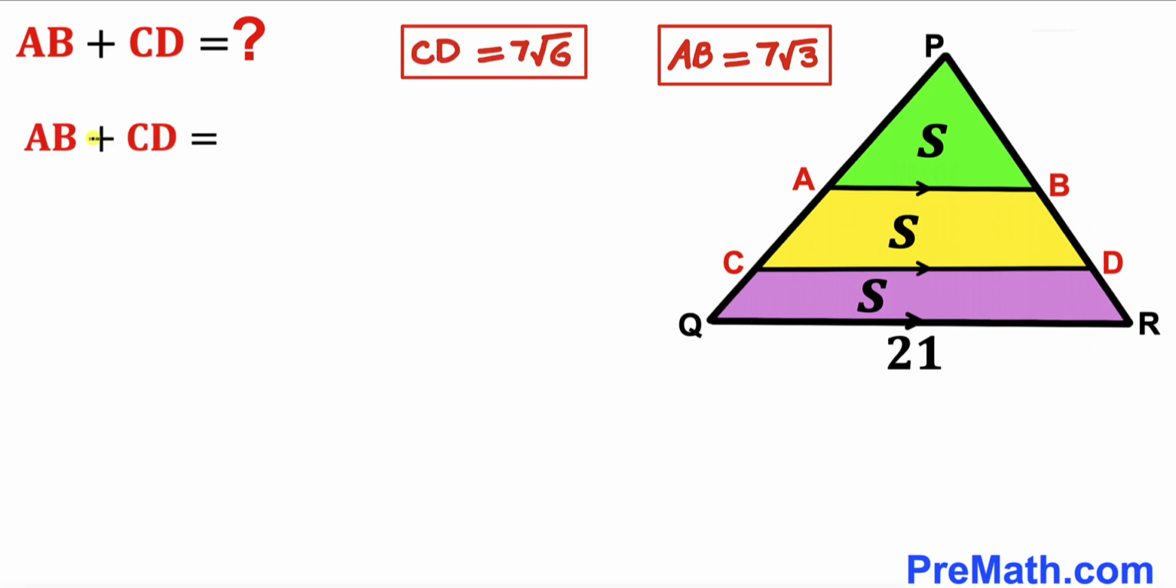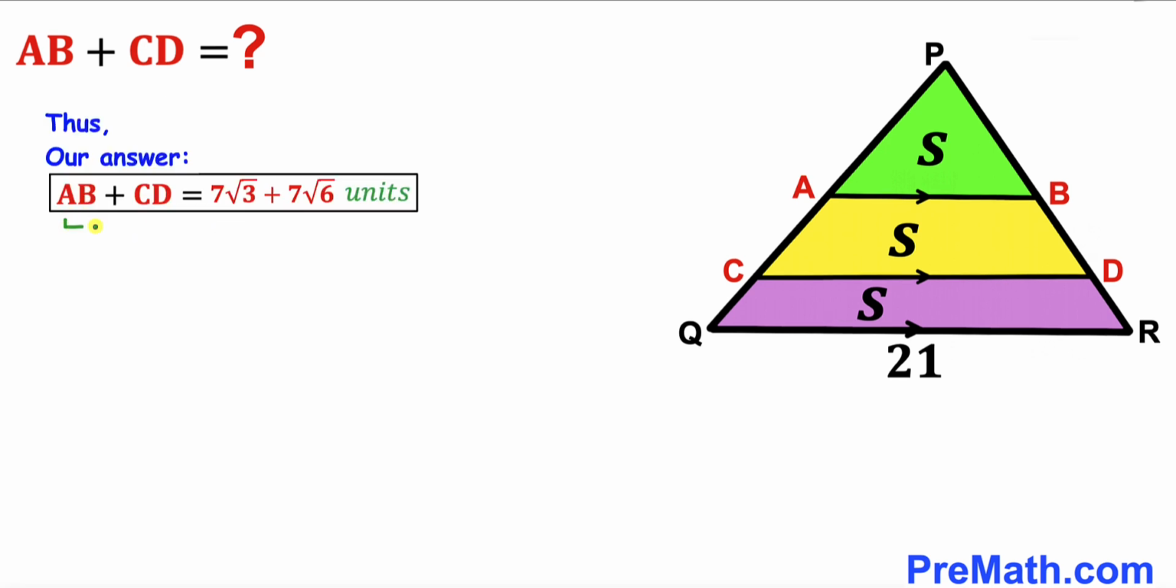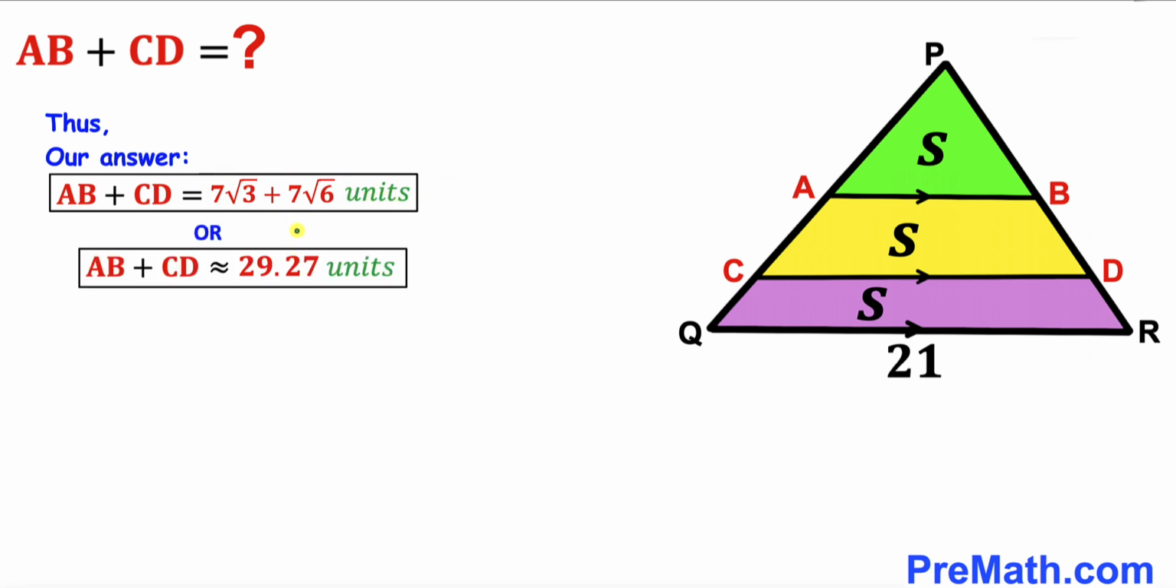And here's our final step. Let's go ahead and add these two segment lengths. Our AB length is 7 times square root of 3, plus our CD segment length is 7 times square root of 6 units. So thus our AB plus CD segment length turns out to be 7 times square root of 3 plus 7 times square root of 6 units. And that's going to be approximately equal to 29.27 units as well. And that's our final answer.